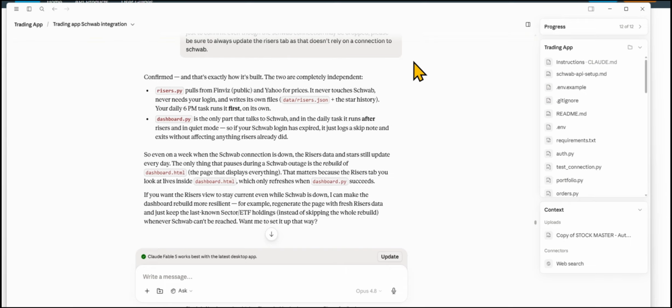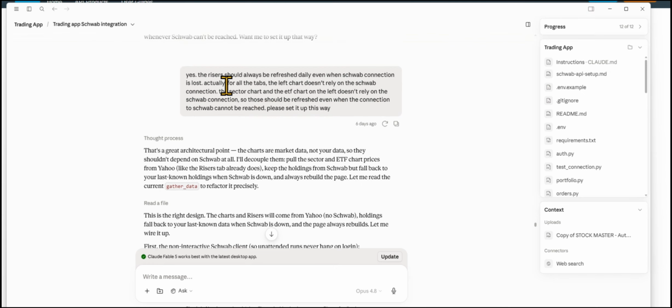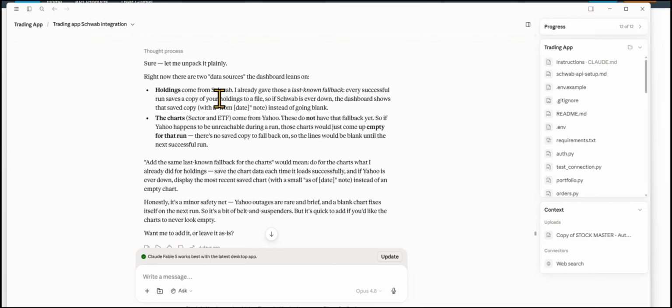So that's another thing that we had to segregate out, is to be very clear on what public data was, what private data was, and then why one dashboard shouldn't affect one connection versus another. So here's where I just say the risers tab should be refreshed daily, even when the Schwab connection is lost, because the charts actually don't rely on whether Schwab is connected or not. Only my account list relies on whether Schwab is connected or not. So we did change some of the code here so that it does not rely on Schwab connection. So here is where it says holdings, which is what I own, comes from Schwab, but the charts come from Yahoo. So we don't need the Schwab connection to actually run the charts to make analysis.